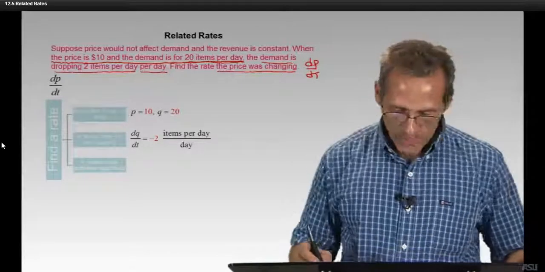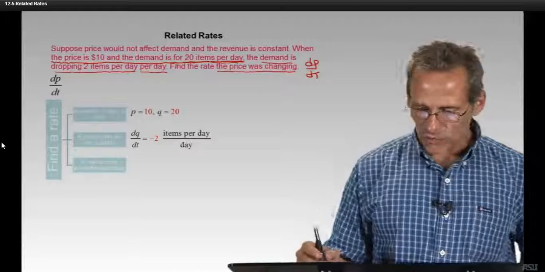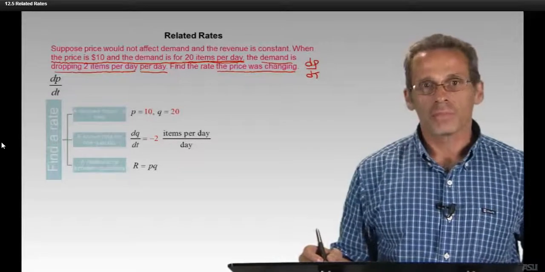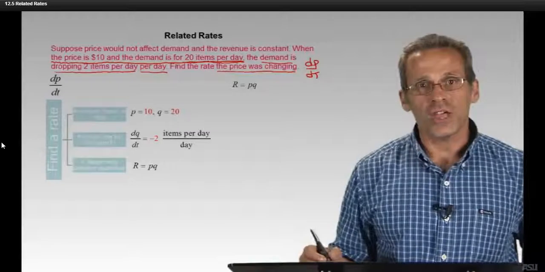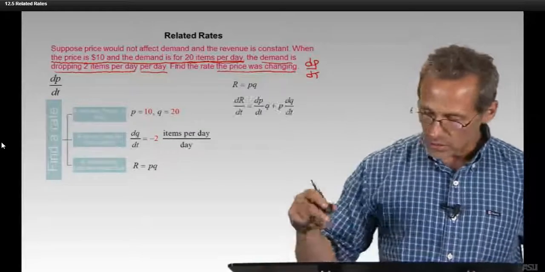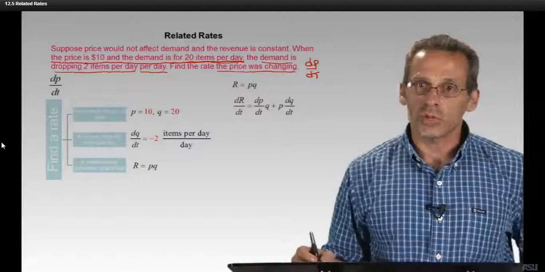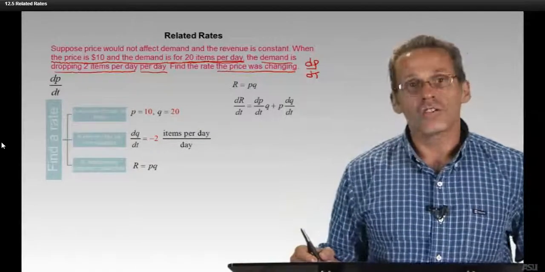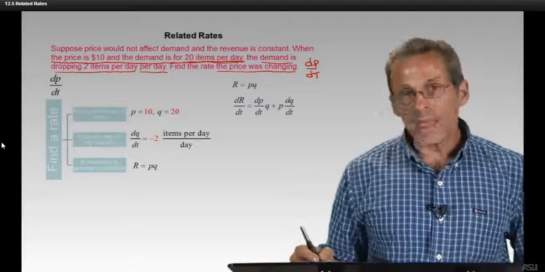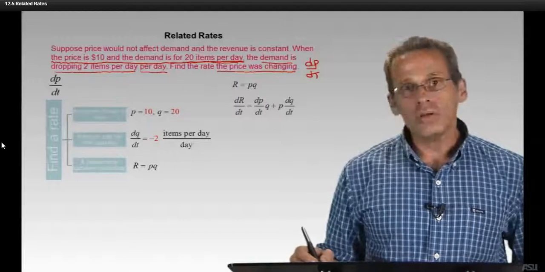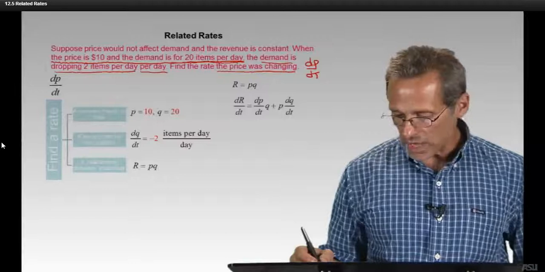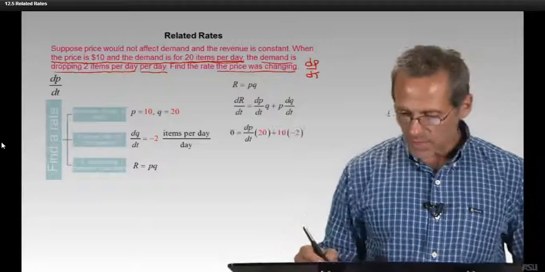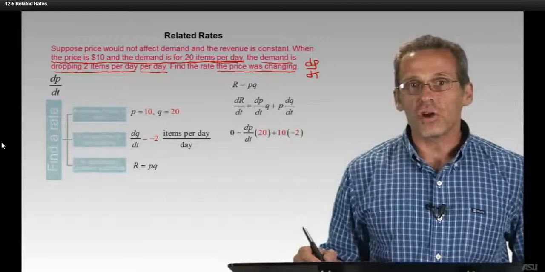Now, the relationship we have between the quantities that we're given, which is revenue, price, and demand: revenue is equal to price times demand. This is our function we're going to differentiate. This is a product, so this differentiation is the product rule. The change of R with respect to T is the change of the price with respect to T times demand, plus the price times the change of the demand with respect to time. Substituting in our given, since the revenue is constant, its derivative is 0.